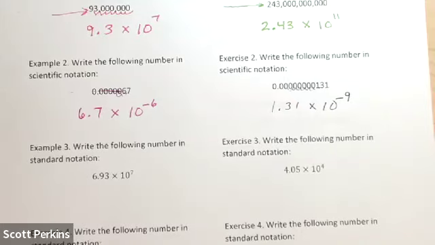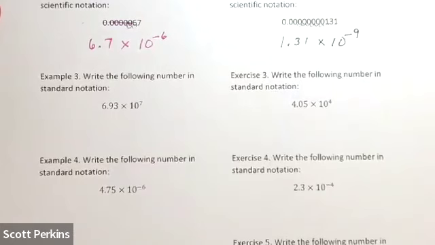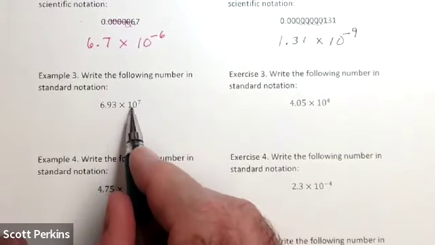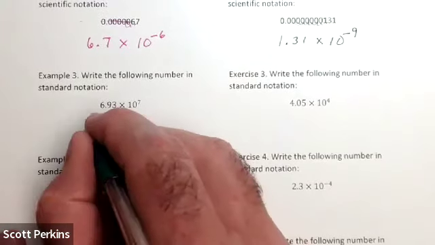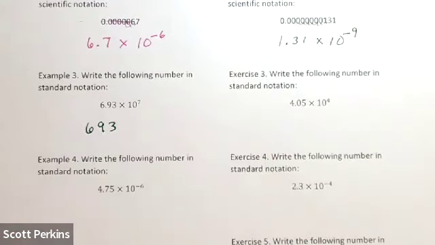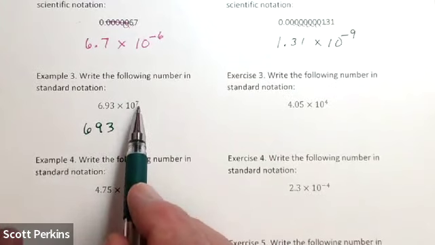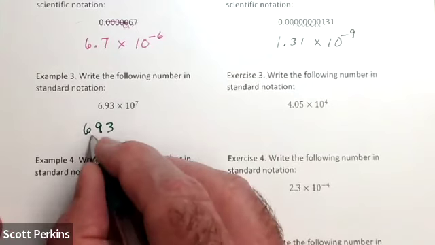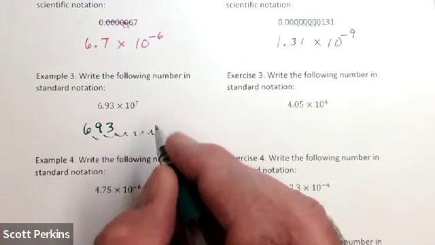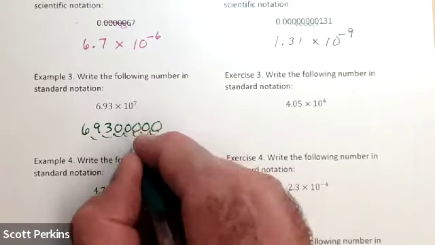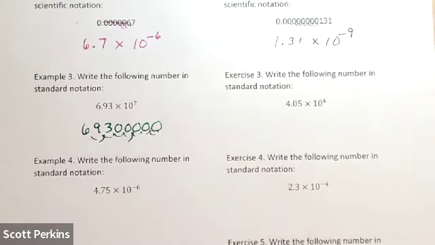So here's what I'd like to do. I'd like to write the following number in standard notation. We're doing the reverse process on this particular problem. Instead of writing this with a power of 10, I want to decrease this. So we're going to take my 693, I'm not going to have the decimal place, and we are going to move the decimal 7 places to write this as just a number. So 7 places is 1, 2, 3, 4, 5, 6, 7. That means I have to add in 1, 2, 3, 4, 5 zeros. So that is going to be 69,300,000.